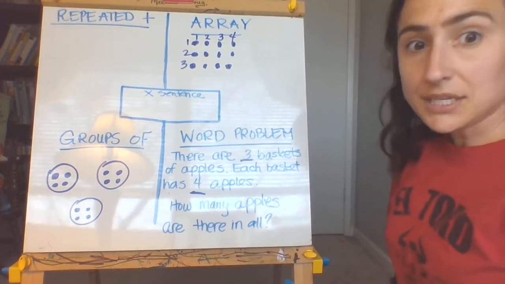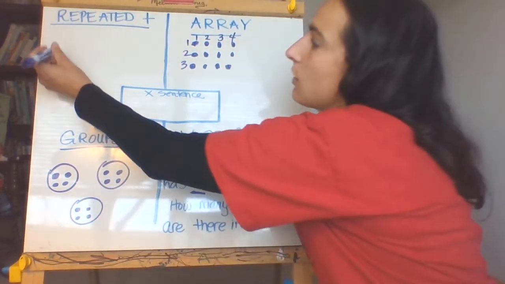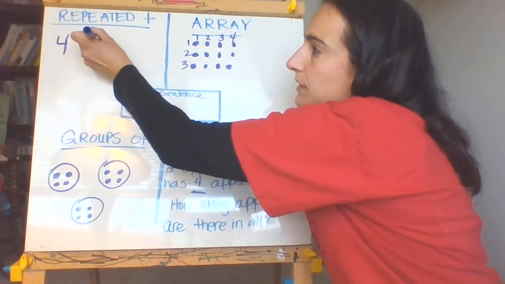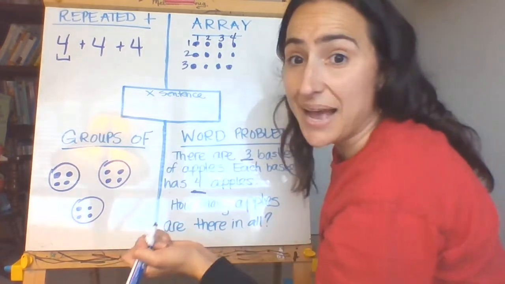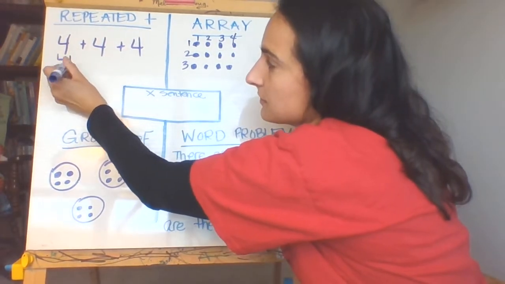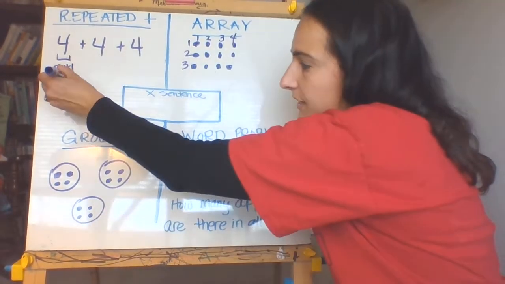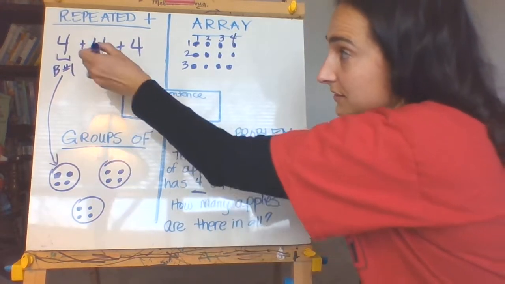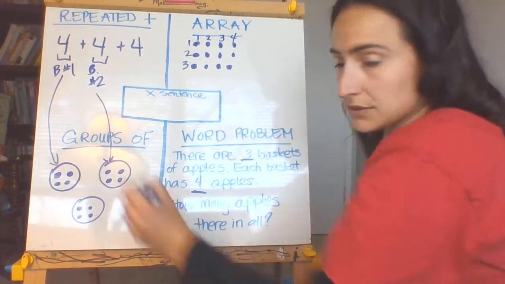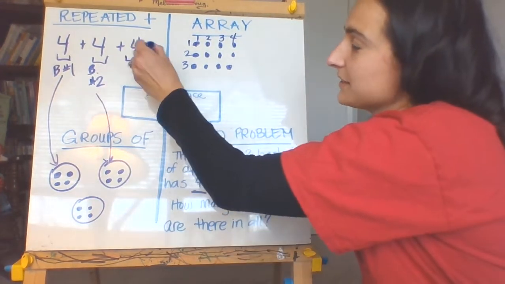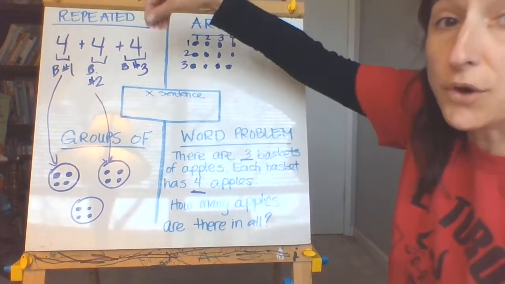Okay, repeated addition. So I have 3 baskets of 4 apples. So I could do 4 plus 4 plus 4, right? So this is basket number 1, just to kind of give you that idea of where I got that 4 from. It's like this one, and then this one is basket number 2, right? And then I have basket number 3. Okay, so 3 baskets, 4 in each.